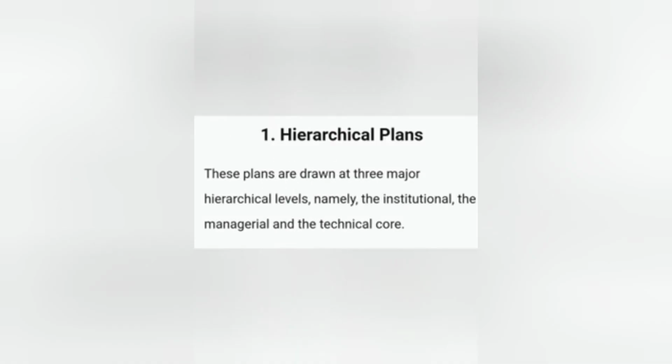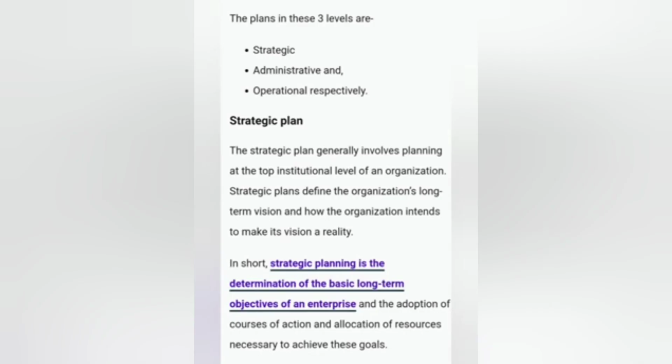So what is a hierarchical plan? They are institutional, managerial, and technical core. These kinds of plans are hierarchical levels. Now the hierarchical plan is again classified into three: strategic, administrative, and operational. Strategic means the planning, procedure, programming. The higher level of planning is called strategic planning. It belongs to the top level.